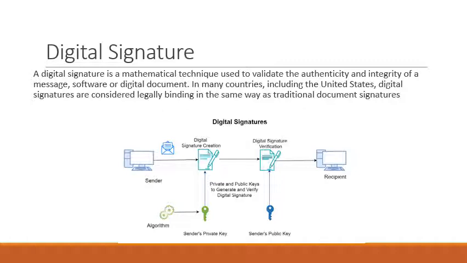As you can see in the diagram, the sender has its original digital signature, which is encrypted with the private key using an algorithm. And the recipient must have the public key with the same algorithm to unlock the message through the digital signature.